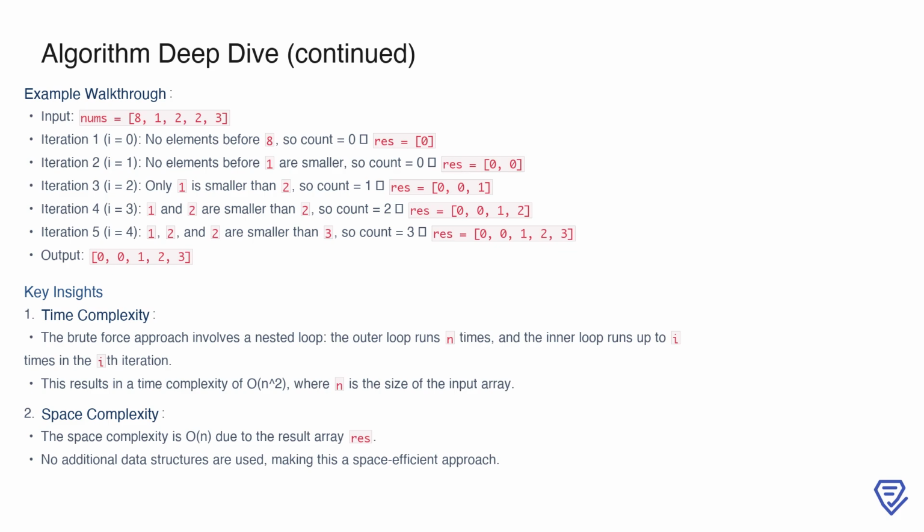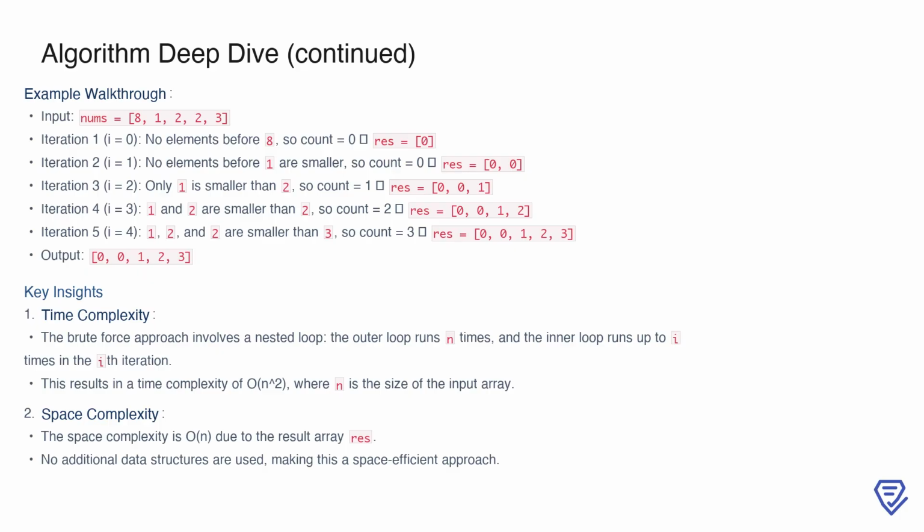For the first number, 8, there are no elements before it, so the count is 0, resulting in res = [0]. For the second number, 1, none of the preceding elements are smaller, so the count remains 0, making res = [0, 0]. For the third number, 2, the only smaller number is 1, so the count becomes 1, updating res = [0, 0, 1].